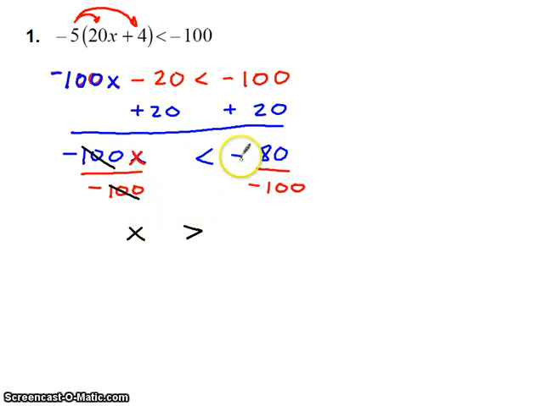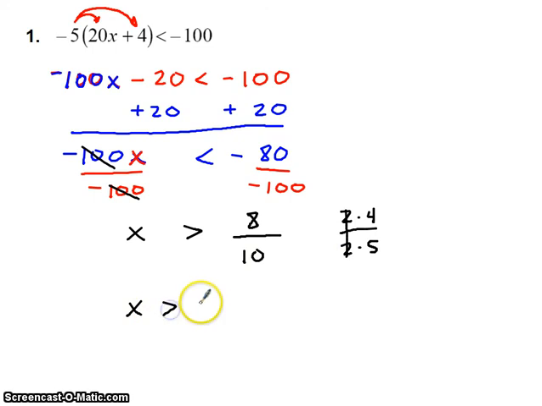So we have a negative 80 over a negative 100. So we end up with a positive number here. And I'm going to go ahead and just wipe off these zeros, so we have an 8 over a 10, and we can reduce that. In fact, 8 is 2 times 4, and 10 is 2 times 5. We could cross off the 2's, and that means that x is greater than 4 over 5. X is greater than 4 over 5.